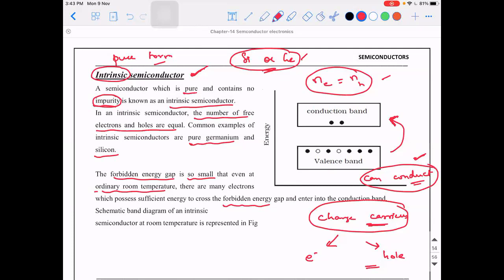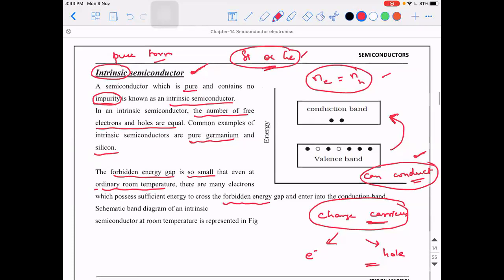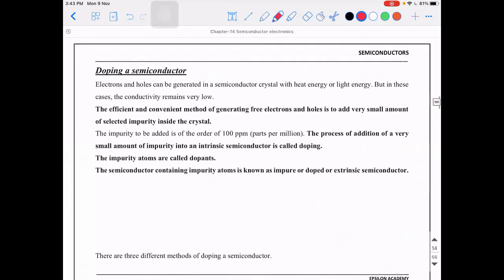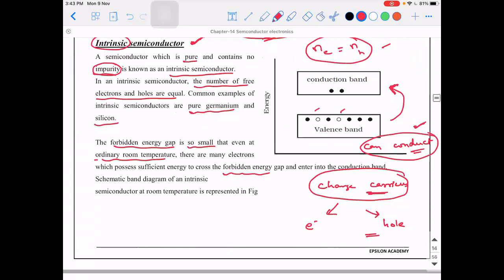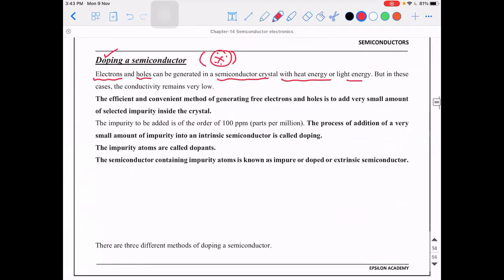So to overcome this limitation, we will go for a process called doping a semiconductor, which is very, very important. The meaning of doping a semiconductor is, you can think of generating electrons and holes in a pure semiconductor crystal with heat or light energy, right? Electrons and holes can be generated in a semiconductor crystal with heat energy or light energy, like how we did here. We have generated holes, we have generated free electrons also.